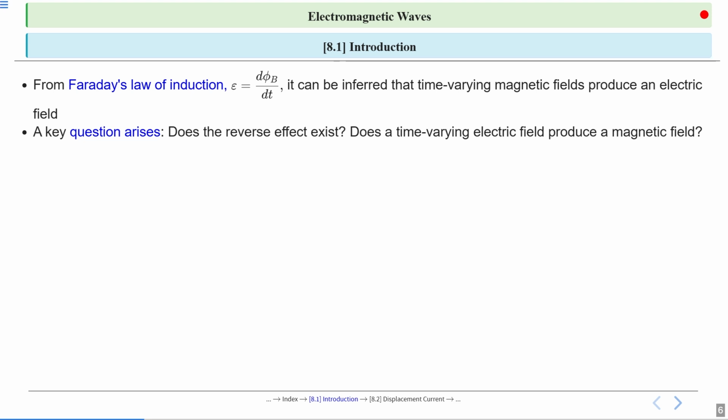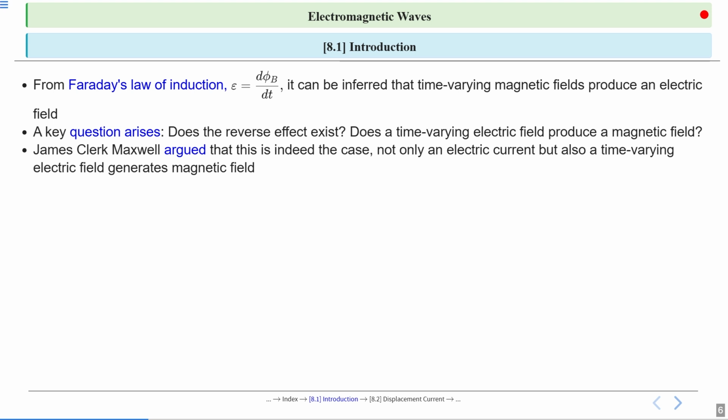Now a key question arises: does the reverse effect exist? Does a time varying electric field produce magnetic fields? We know that an electric field, or moving charges, or current flowing through a wire, produces a magnetic field. But can a time varying electric field produce a magnetic field? Just like a time varying magnetic field produces an electric field, does this reverse effect exist?